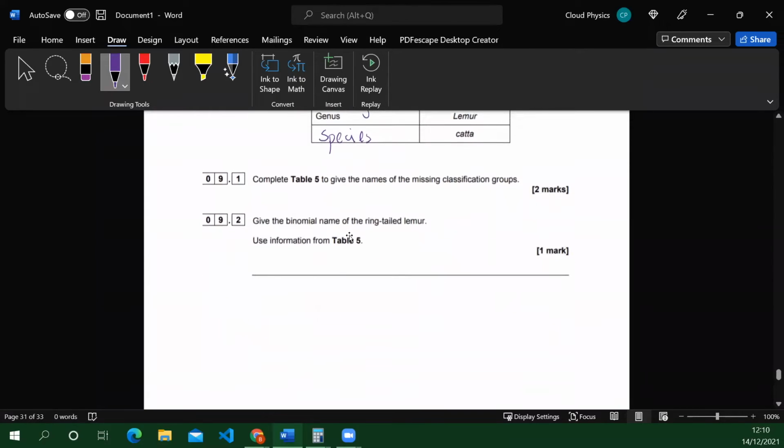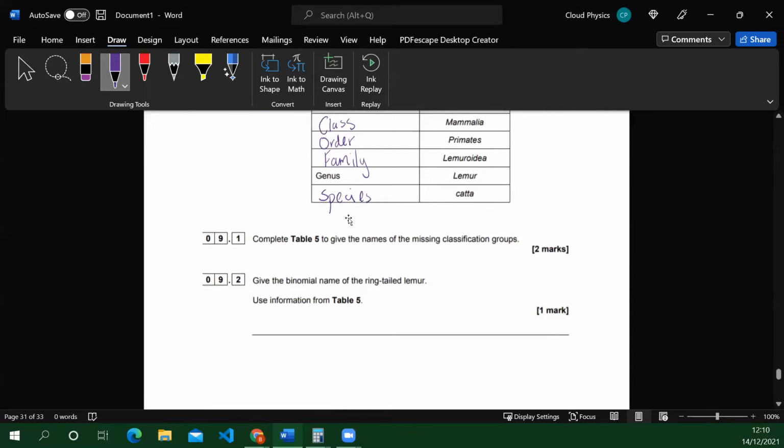Okay, so give the binomial name of the lemur from table 5. So it's a genus and species, so it's Lemur catta. Let me just copy it down.